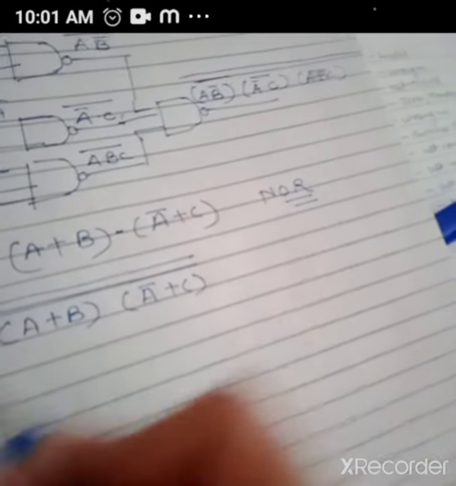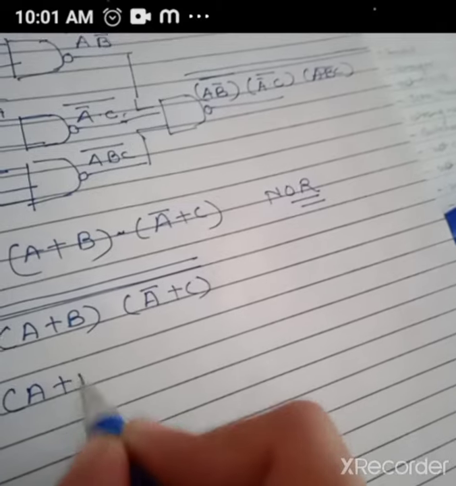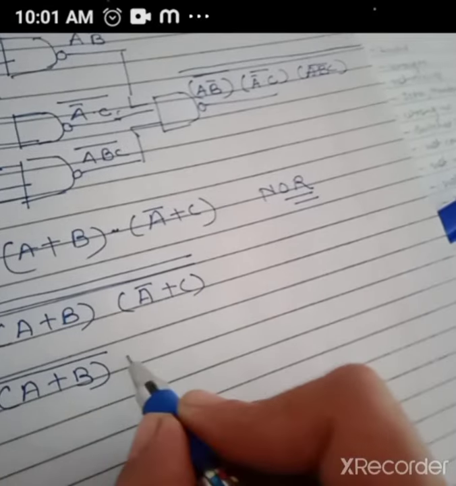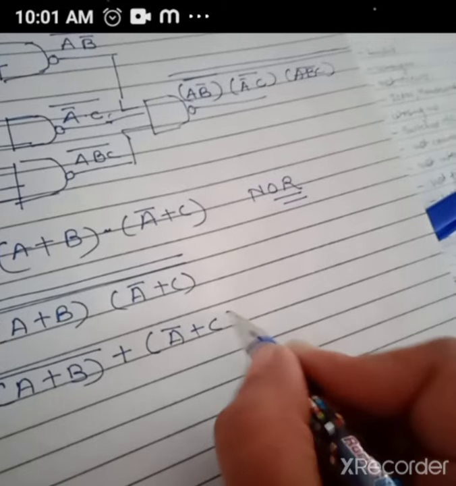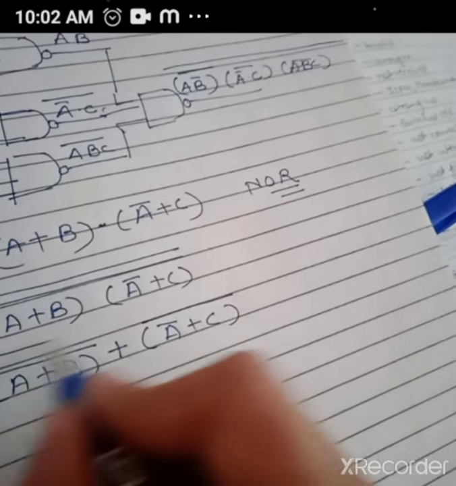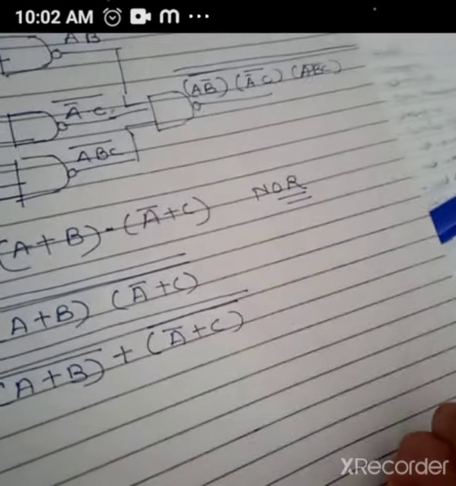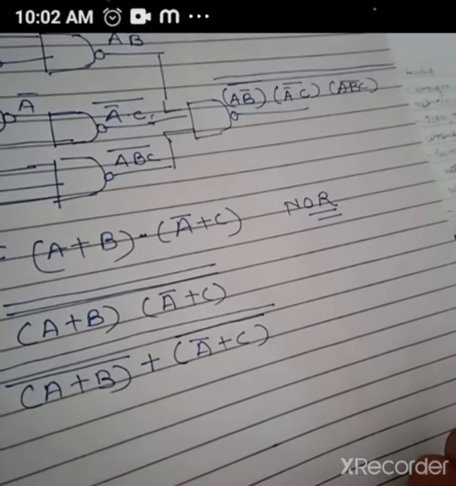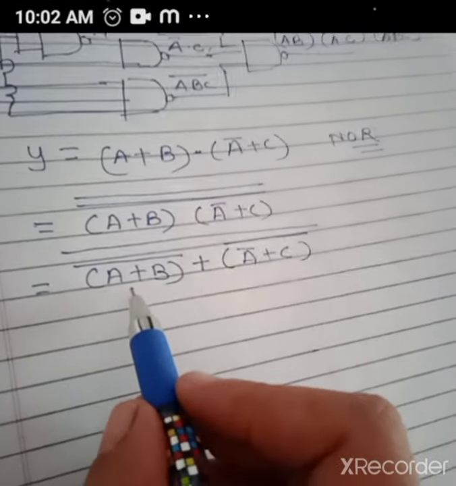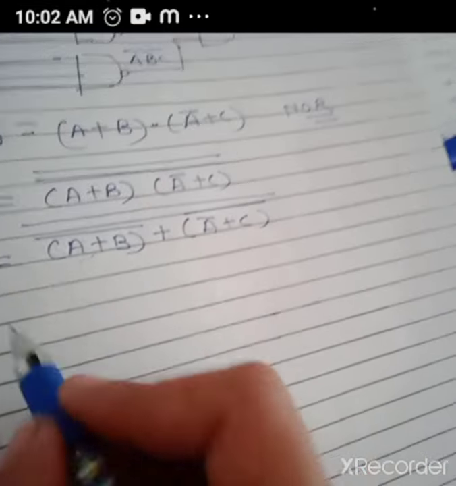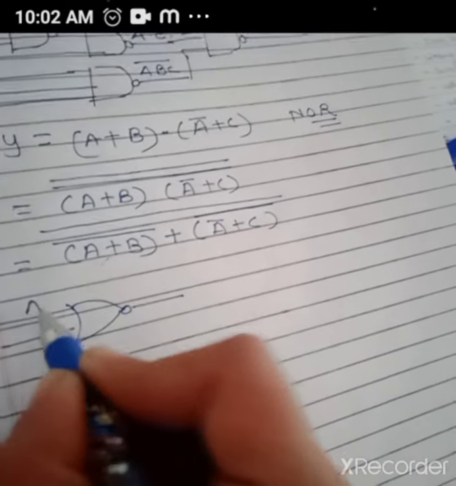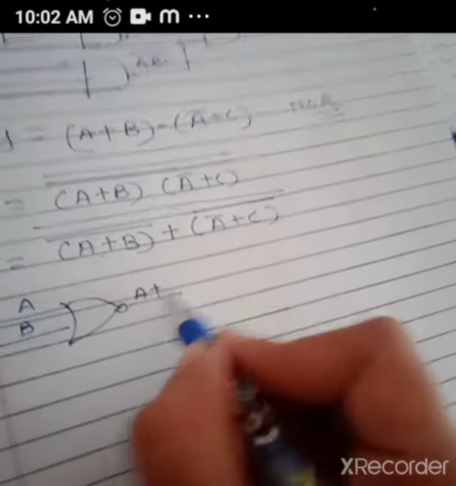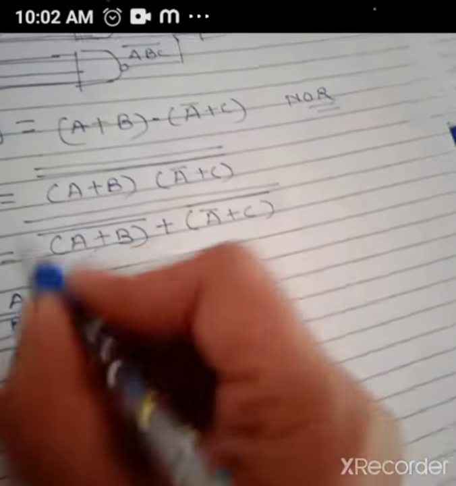First separate out this bar. It will convert the equation like this. Now the whole equation is converted into plus and complements. Now you have to draw a logical circuit for this. For this term, take a and b inputs and give them to NOR. It will give you (a plus b) bar. So we have designed this whole term with bar.